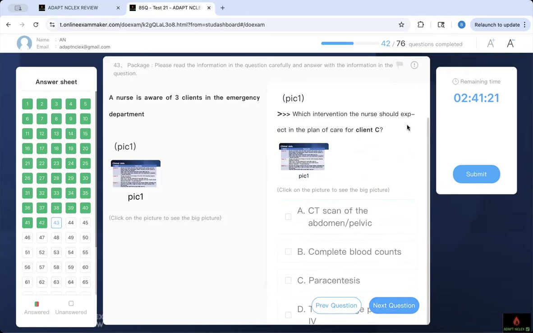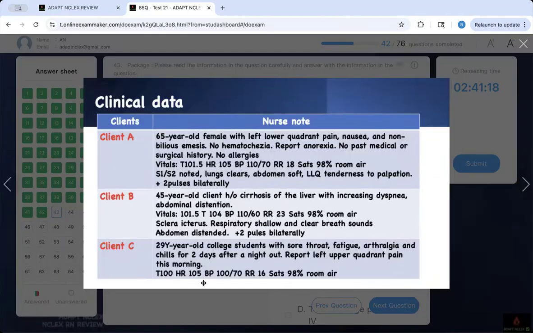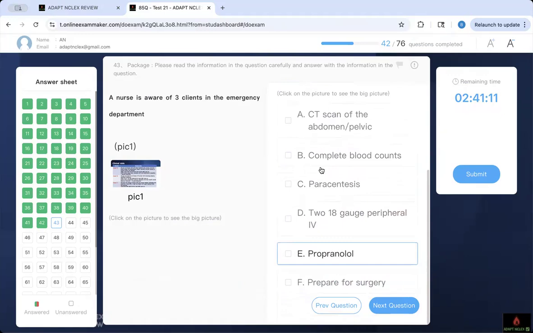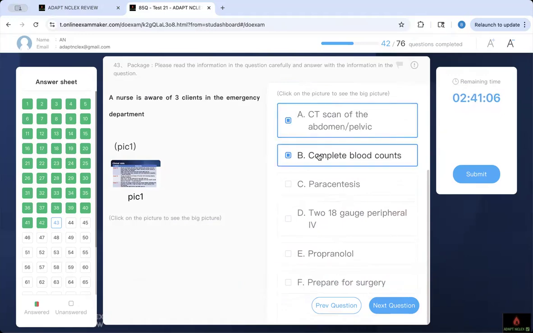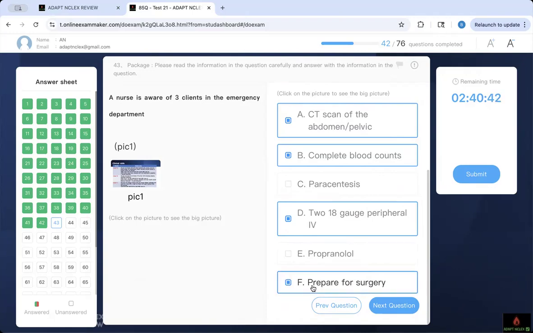What interventions should the nurse include in the plan of care for C? C, I told you, is what? Mononucleosis is going to rupture his spleen, and therefore, we should get a CT scan. We should check a CBC, make sure it's not already ruptured. We don't need paracentesis. It may need blood, so an 18 gauge peripheral IV. We don't need to give him a beta blocker, and we need to prepare for surgery in case it already ruptured. This is the key aspect of it.